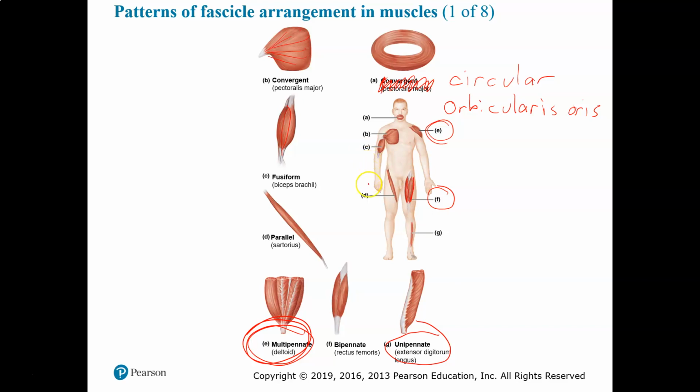Parallel would be the sartorius, which actually crosses over from your hip to your inner thigh, and all of those muscle fibers run straight, parallel, like this. Okay? So pinnate is probably the hardest to understand, so you may just have to memorize. The deltoid is multipinnate, the rectus femoris is bipinnate, and then the extensor digitorum longus is unipinnate. And just remember, you have 5 digits, and that's how you can remember pinnate.